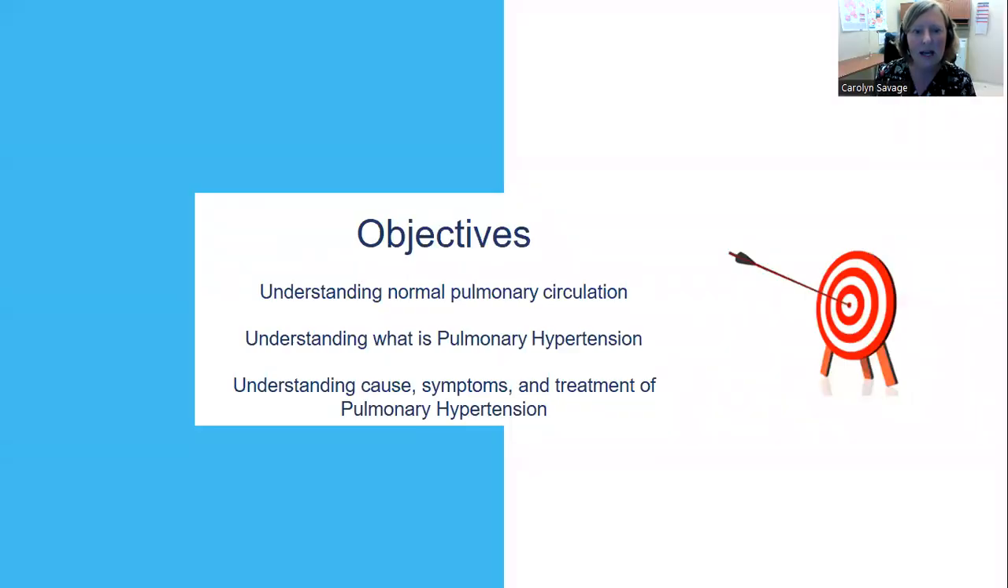The objectives of today are to understand normal pulmonary circulation, understand what pulmonary hypertension is, hopefully get a better understanding of that, and also have a better understanding of the causes and symptoms relating to this disease.